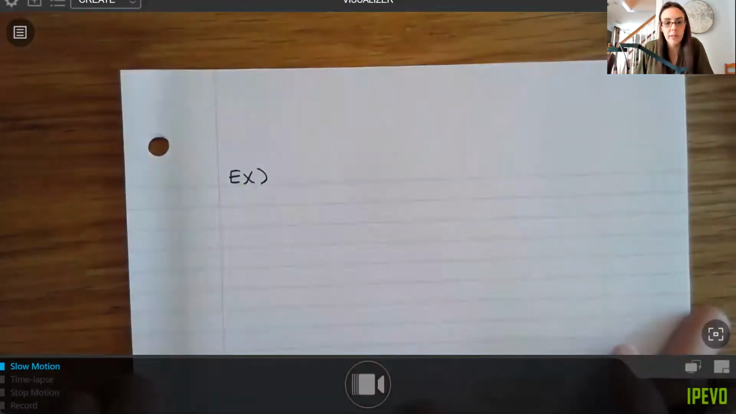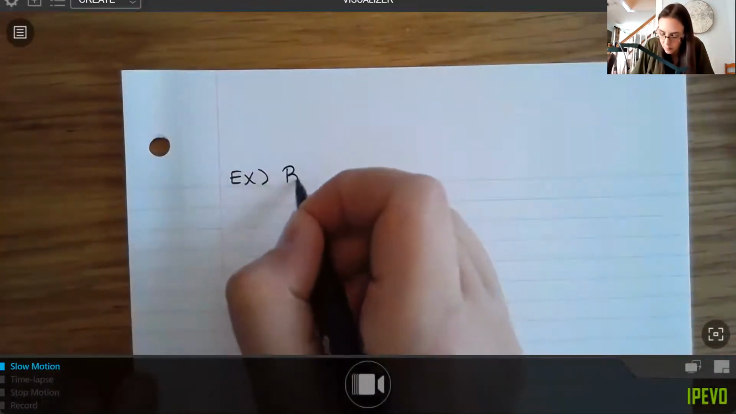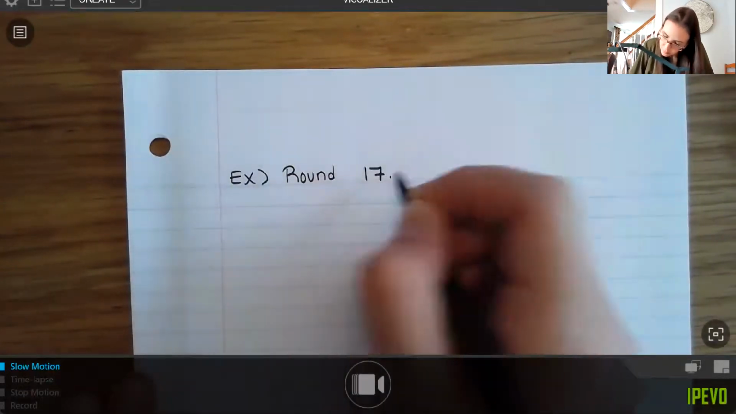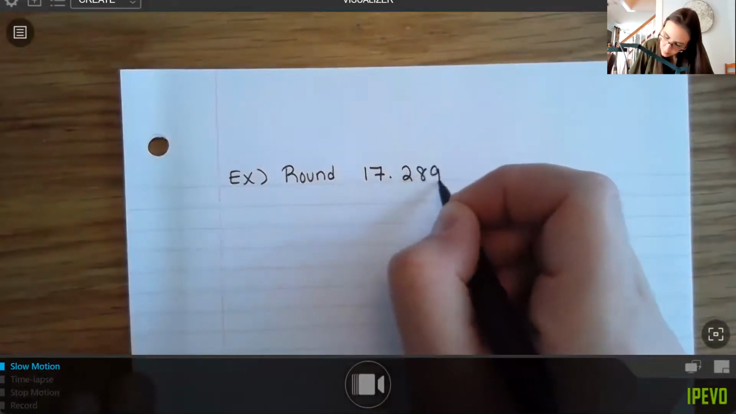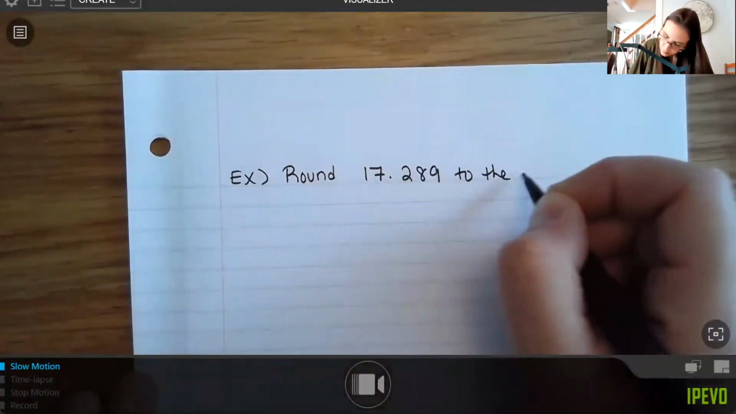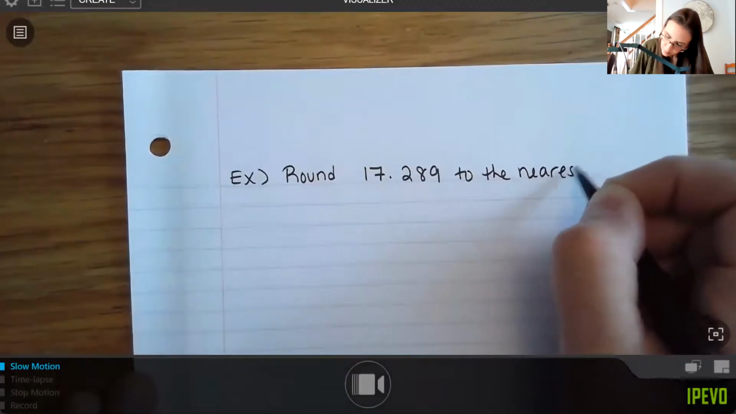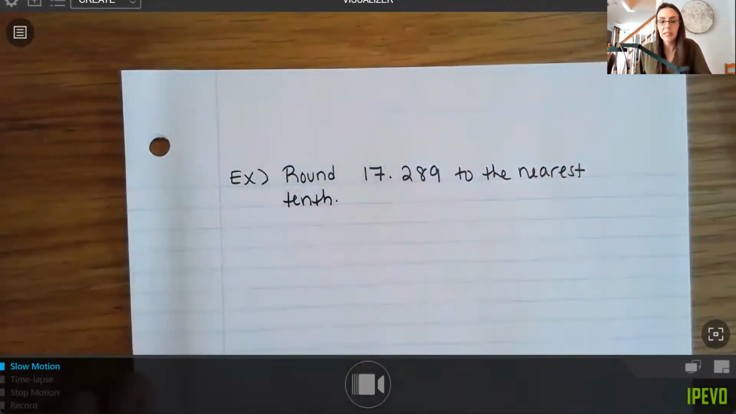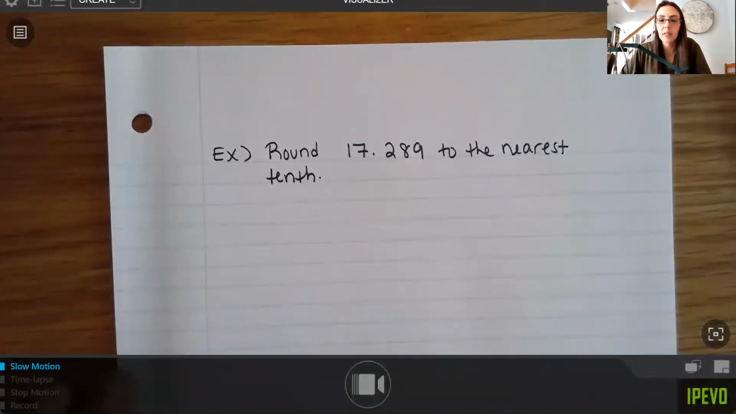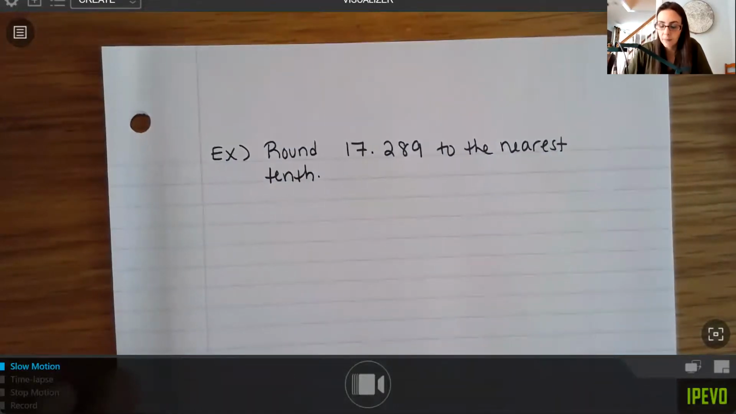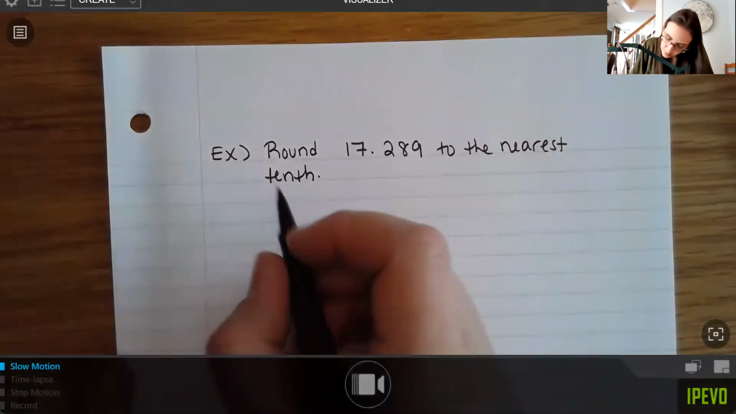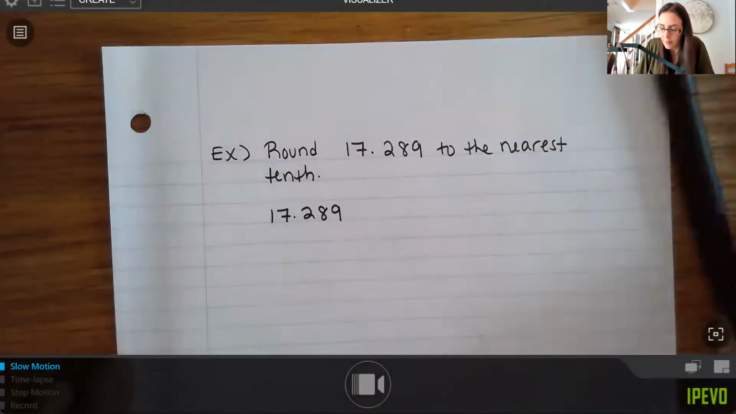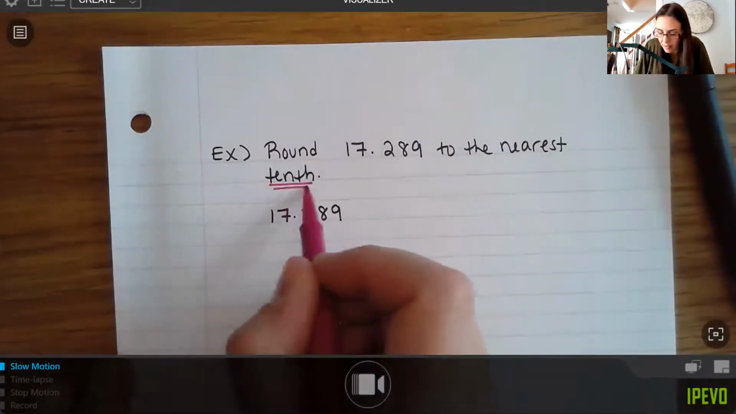All right, let's do a couple examples. All right, so we're going to round 17 and 289 thousandths to the nearest tenth. So I'm going to do the same thing I've done before. First step is to underline the position that I want to round to. So I'm rounding to the tenths position.